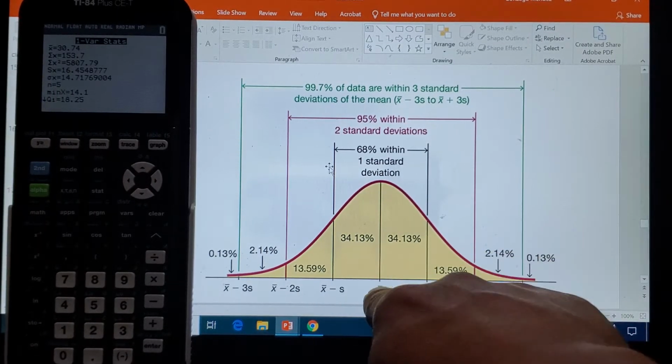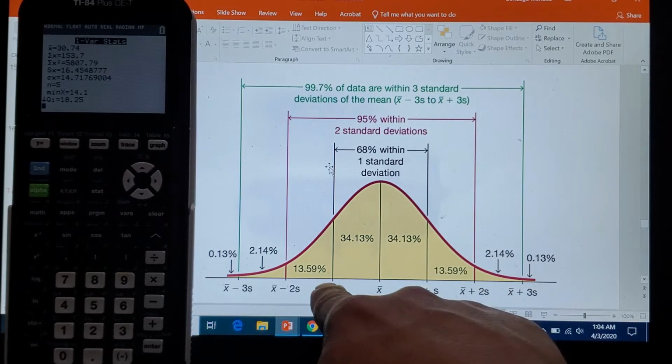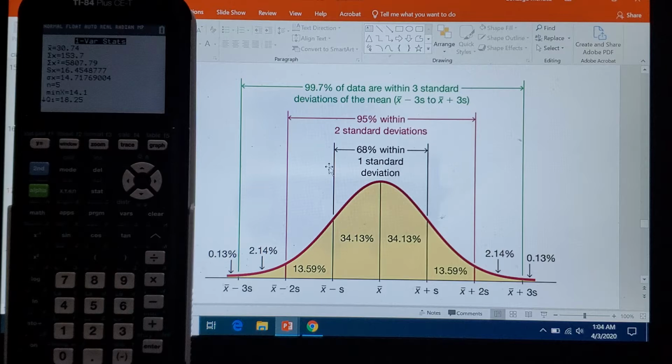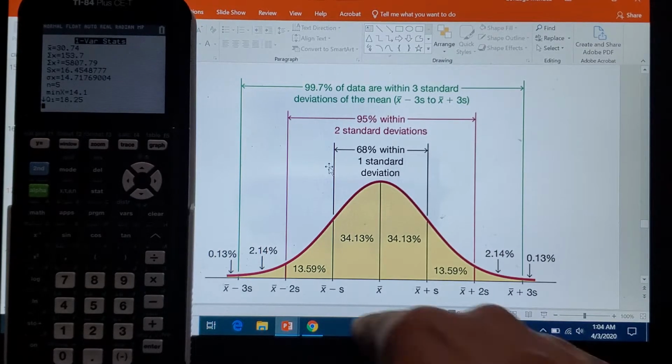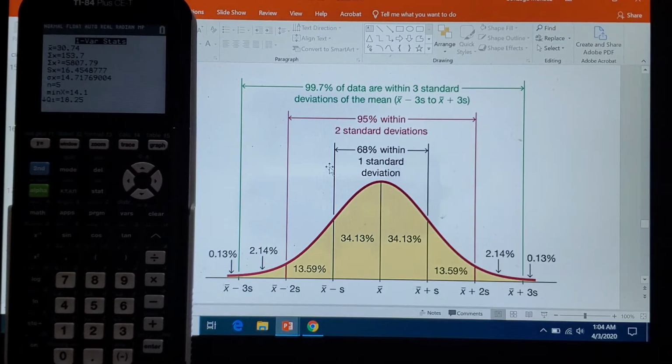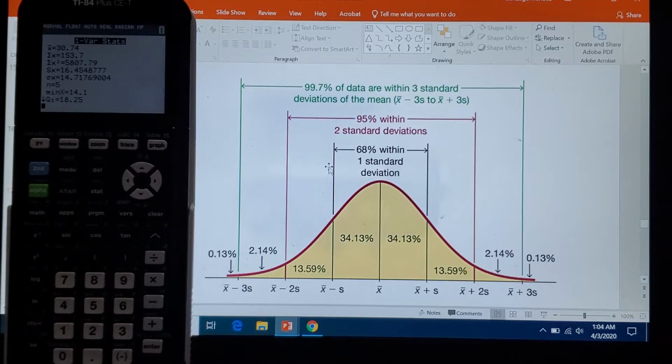So if you go 1 standard deviation above, 1 standard deviation below, that creates a window, the same way the range created a window. But the window the range created was taking the biggest and the smallest and giving a rough idea of how wide your data values are, how spread apart they are.